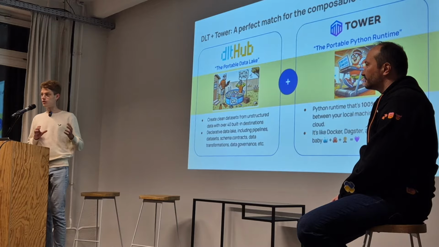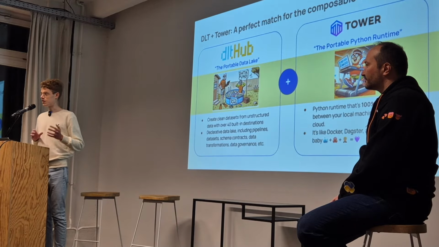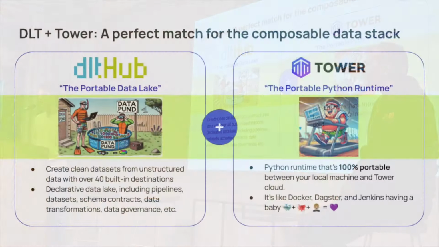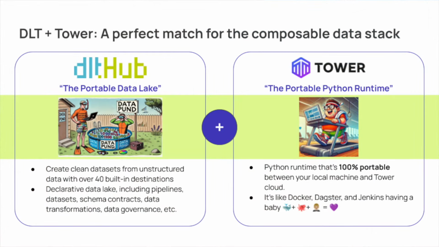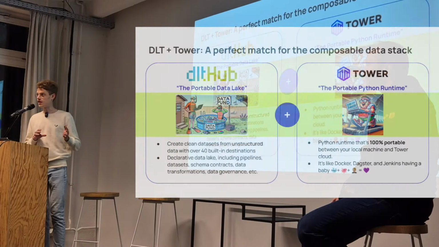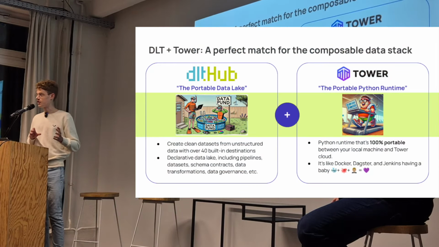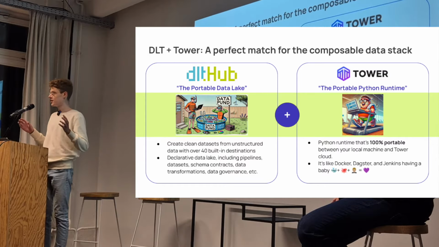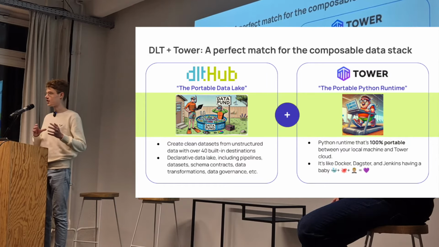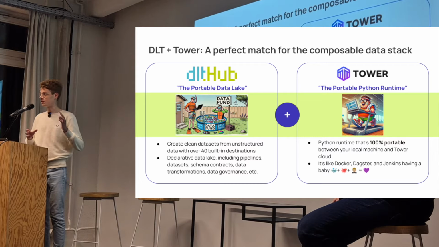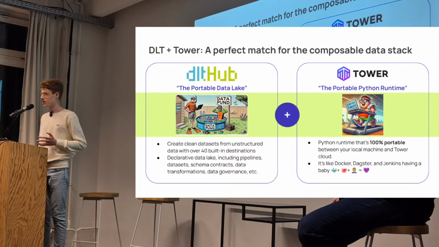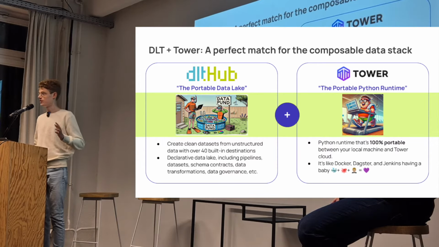So how do these two things fit together? I think we talked a lot about DLT today. It's a portable data lake, and Tower is the portable data runtime. And I would describe it as Docker, Dagster, and Jenkins having a baby. So you get the nice packaging from Docker, the dependency management from Dagster, and the scheduling that you get from Jenkins. That's kind of the best of both worlds for Python people.